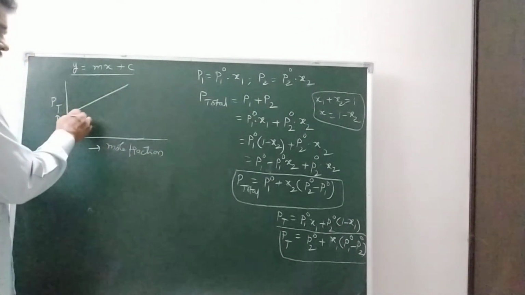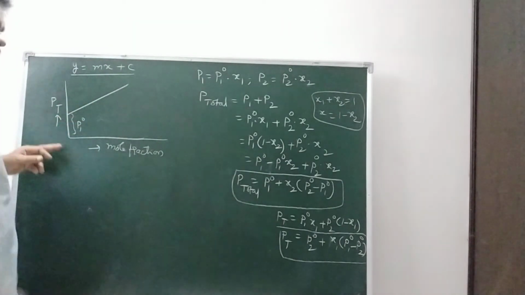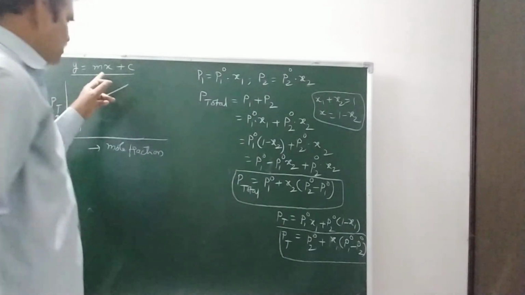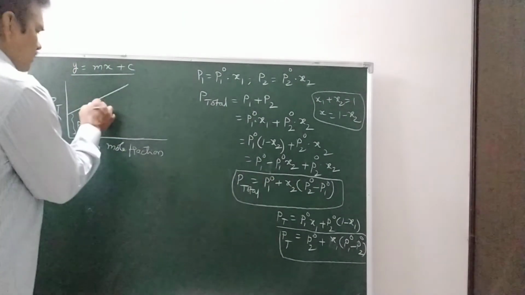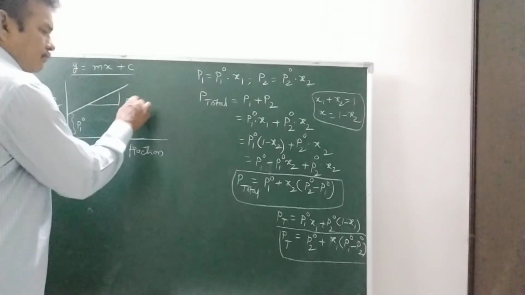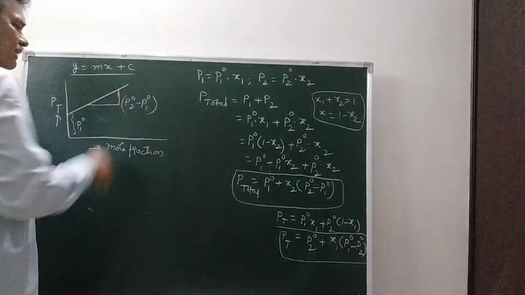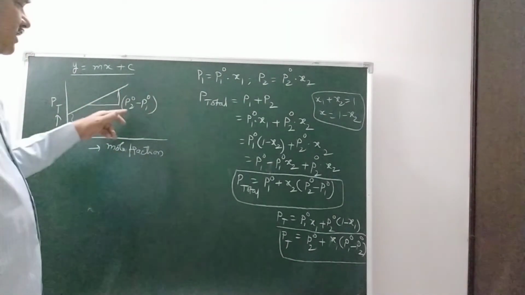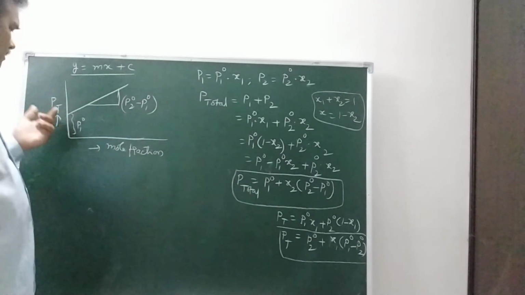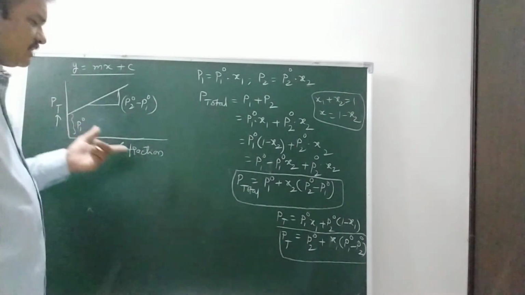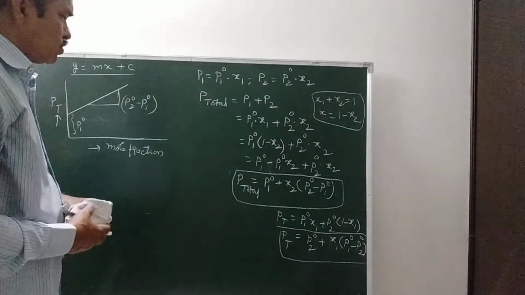Y-intercept means here. If we take this equation, this becomes P1 naught. Y is equal to mx plus c. What is m? It is the slope. So for this equation, the slope becomes P2 naught minus P1 naught. So similarly, we can relate total pressure with respect to the first liquid also.